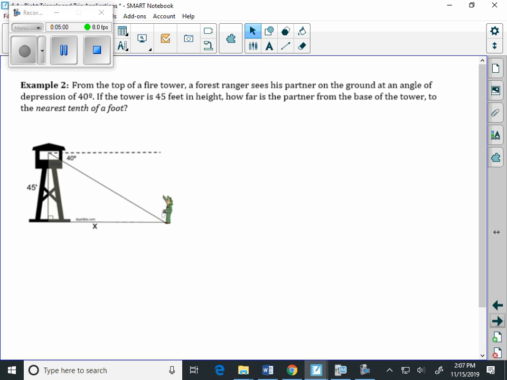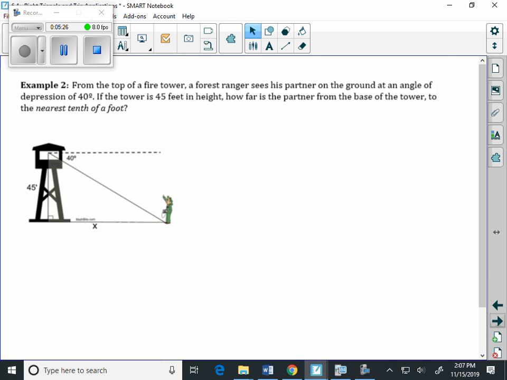To the nearest foot. So watch out for the rounding part of it. So this one's to the nearest foot. The nice part is the picture's already given to us. And in this particular picture, it even has labeled what we need to find. We want to know how far the partner is from the base of the tower. We want to know this x length right there.